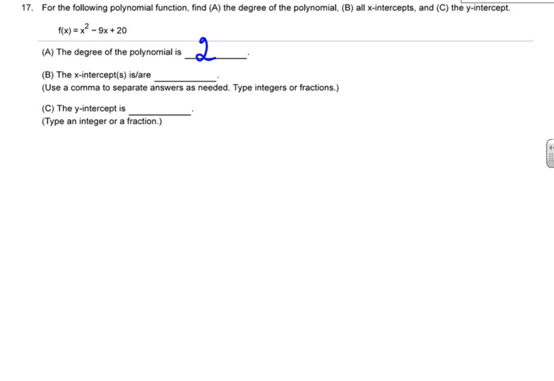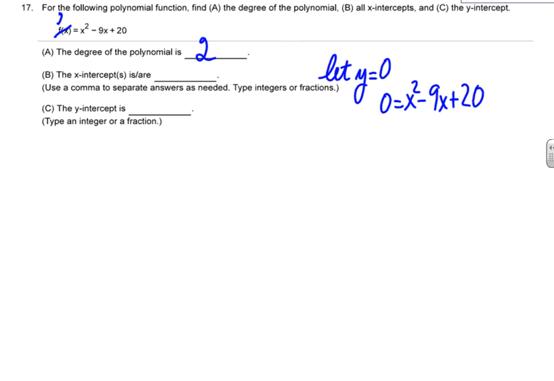The x-intercepts. Let's look at the x-intercept. How do we find the x-intercept? We let y equal 0. So here we're going to put a 0. So we have 0 is equal to x squared minus 9x plus 20.